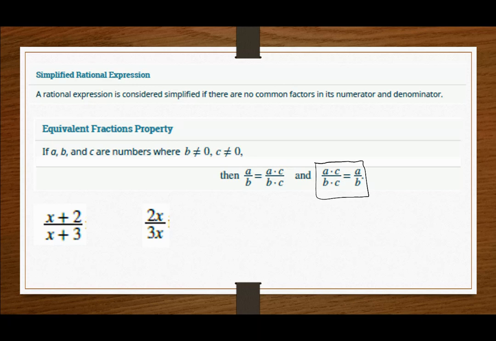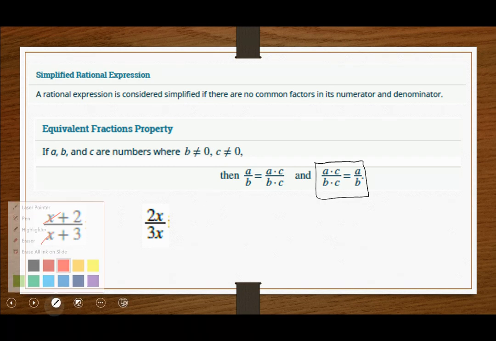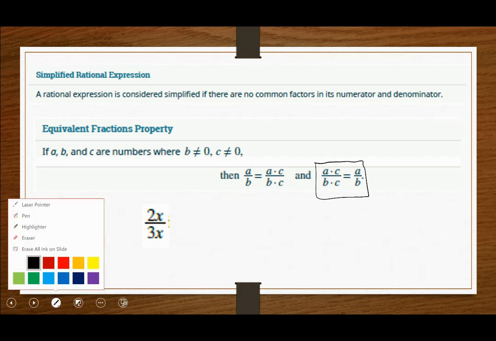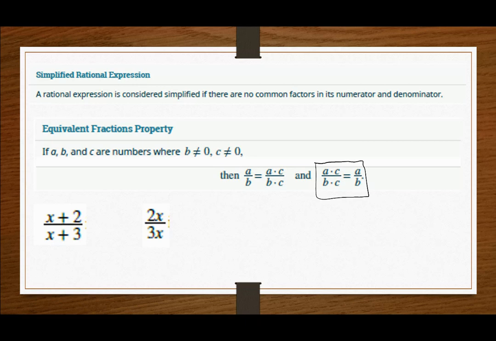What's critical to understand, though, is that the numerator and denominator have to be factored, meaning as a product. I can't, for instance, look at the first expression here and say, oh, well, just because there's an x here and here, they'll cancel out. These binomials actually don't match, and so it would not be the case that these are common factors. We can say in the second example, though, that x divided by x would cancel out, reducing this expression to just 2 over 3.